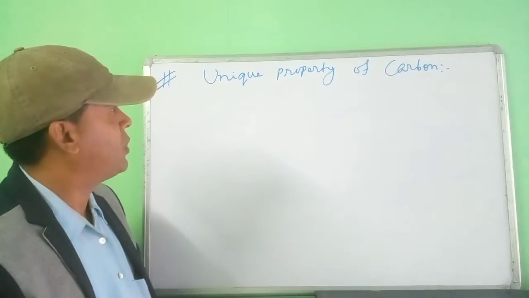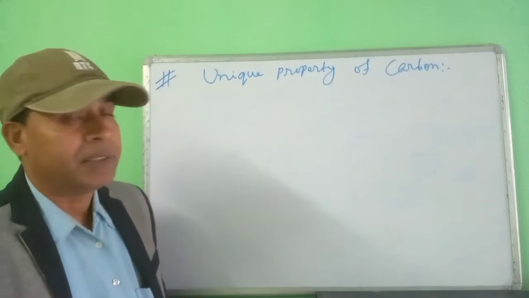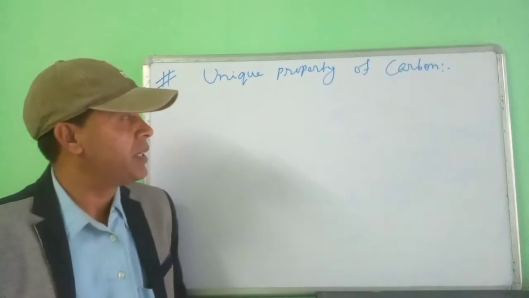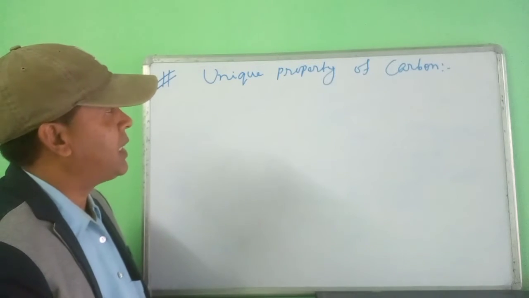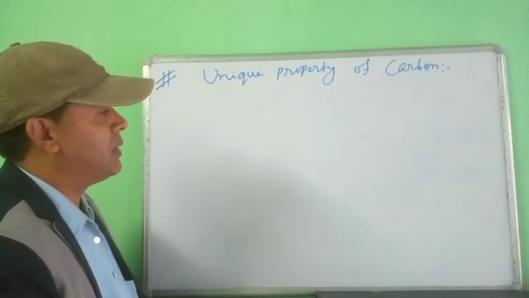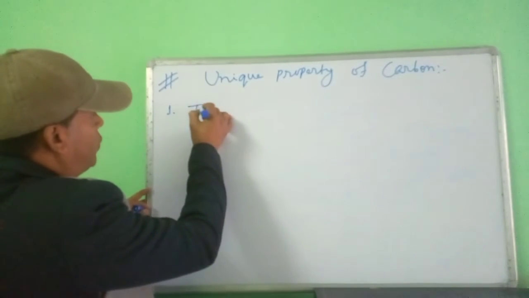Now today I am going to teach you the unique property of carbon. So what is the unique property of carbon? There are some properties in the case of carbon, that are the unique properties of carbon. So at first, tetracovalency.